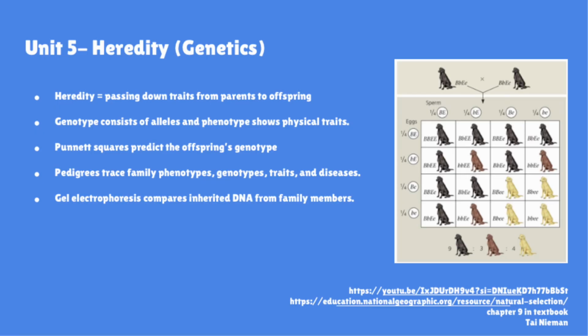Unit 5 talks about how heredity is the passing of traits from parents to offspring. A genotype consists of alleles, while a phenotype is a physical trait that can be observed. Punnett squares are used to predict offspring genotypes, and pedigrees trace traits and diseases through generations. Scientists also use gel electrophoresis to compare inherited DNA between family members and elephant populations. This biotechnology helps researchers identify relationships between elephants and determine where poached ivory originated.